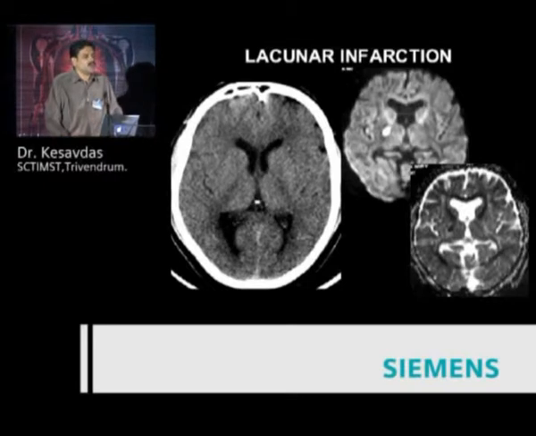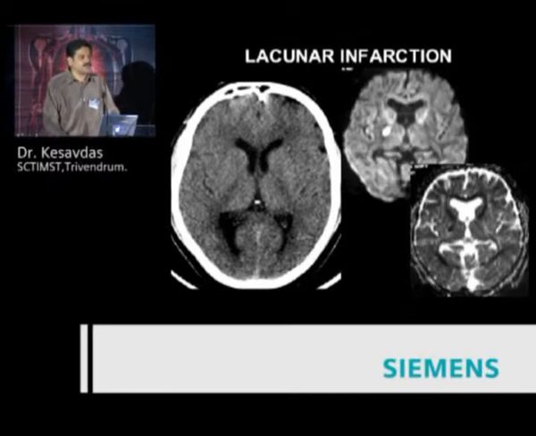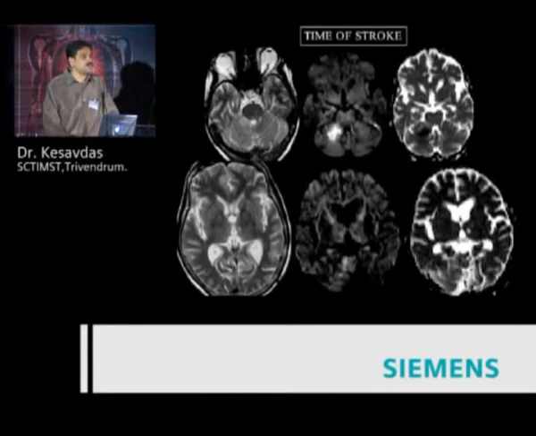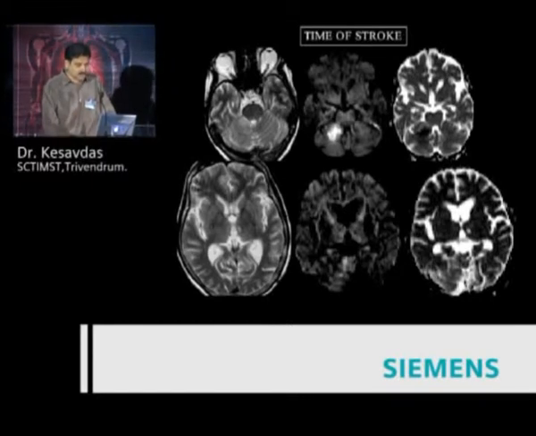So when you talk about diffusion, the first thing is it is a very useful technique for stroke. And we know that it is the most accurate technique in picking up even lesions which are missed in CT, especially the lacunar infarctions. So it's very sensitive, there is no doubt. The timing of stroke again is possible. As you can see in this case, this is an acute lesion, while a lesion here in the thalamus is an old one, so you can time the stroke. But is it very accurate?